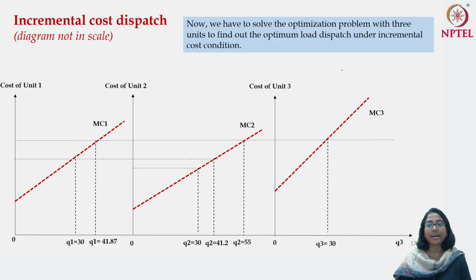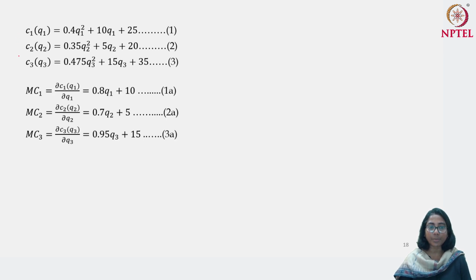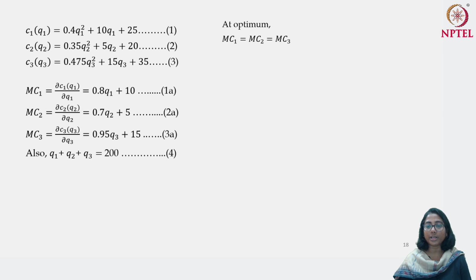Okay. Now let us see what is the optimum load dispatch condition under the incremental costs. This is the same as what we have done previously. These are the three cost functions given. From there we derive three marginal cost functions, and we also have the constraint where the demand has to be equal to supply, which is equal to 200. At optimum, we have MC1 equal to MC2 equal to MC3. So what we can do, we'll first take MC1 equal to MC2 and then we'll take MC2 equal to MC3 and try to solve the problem.